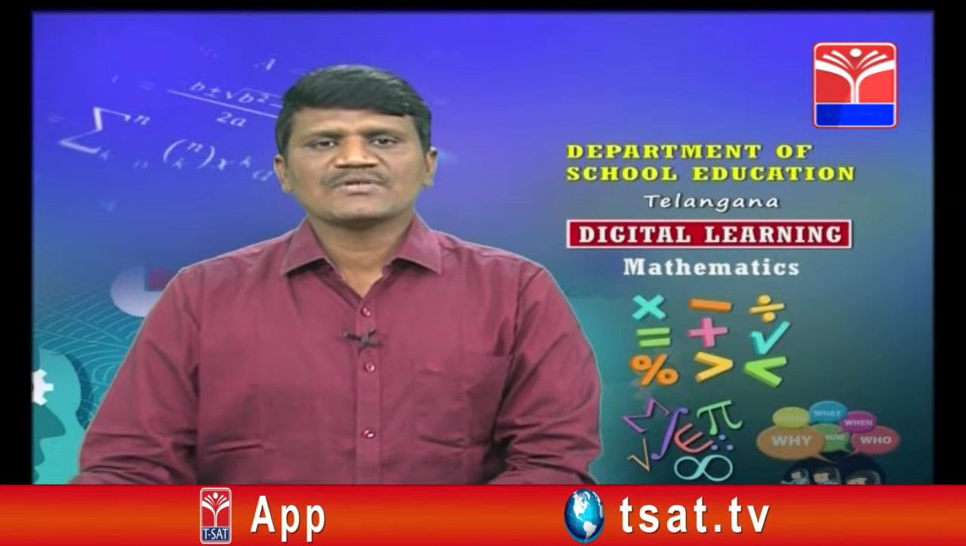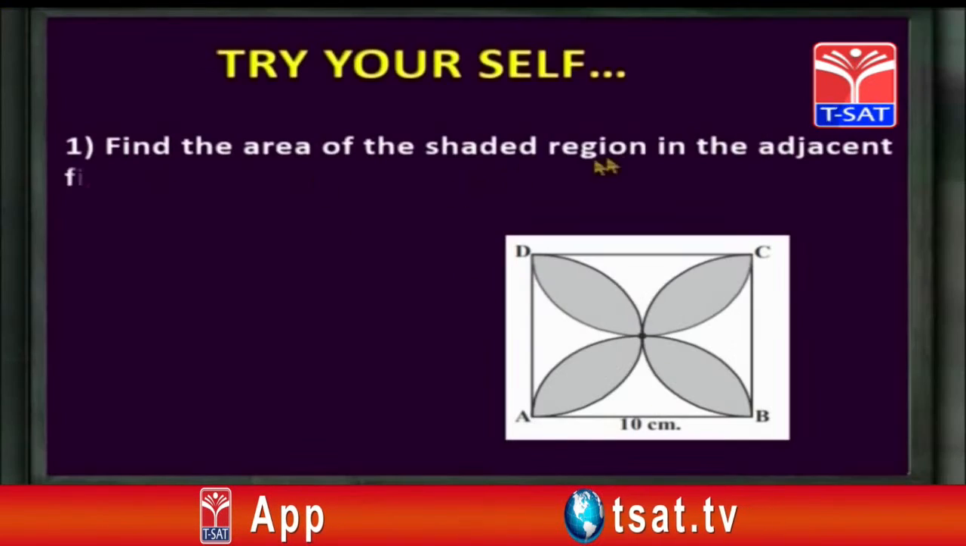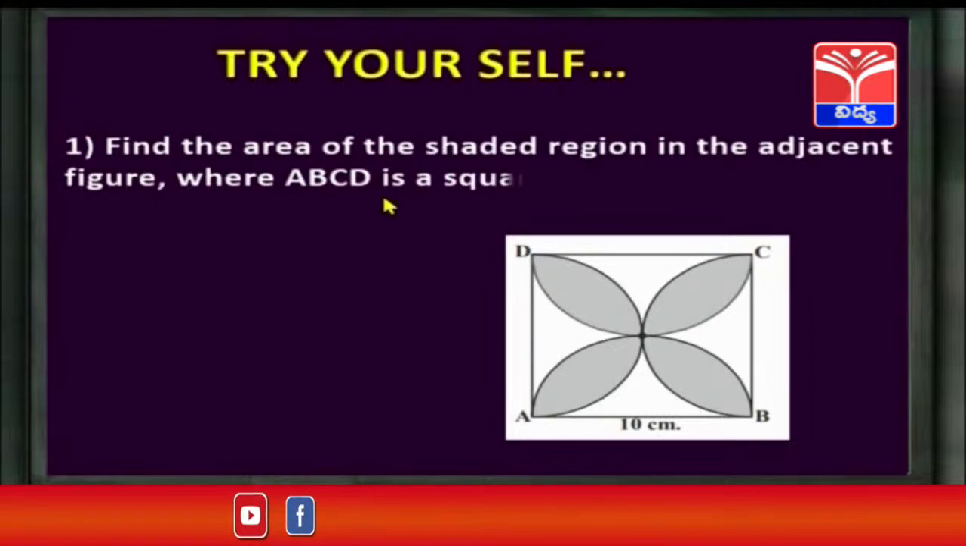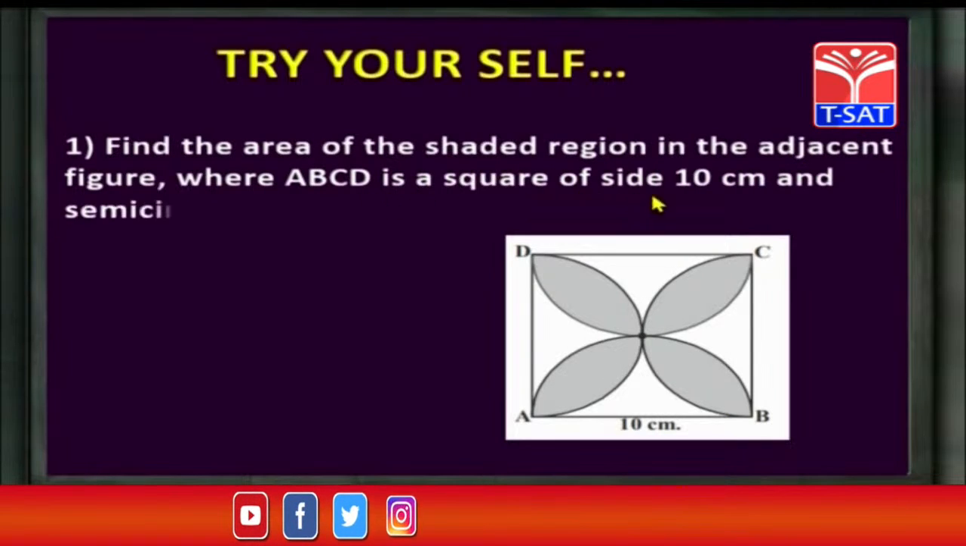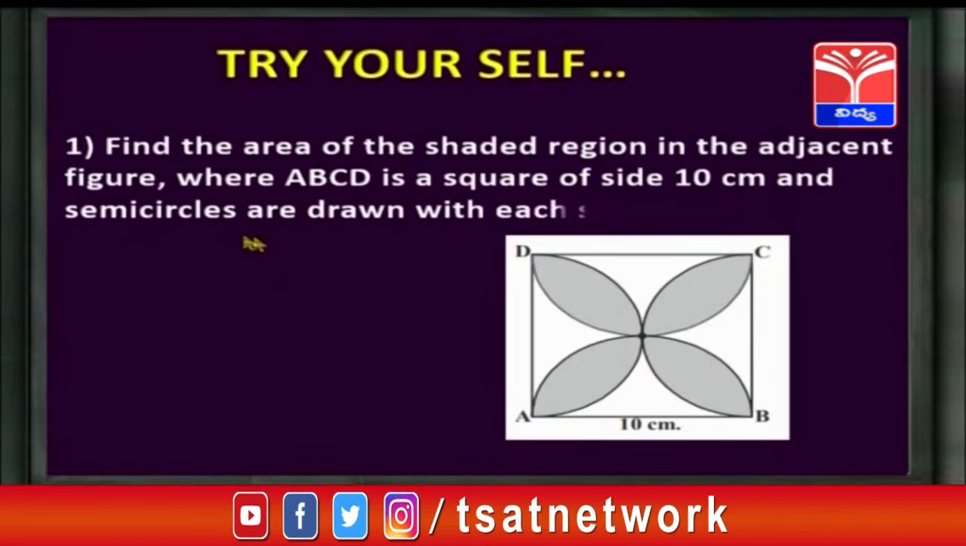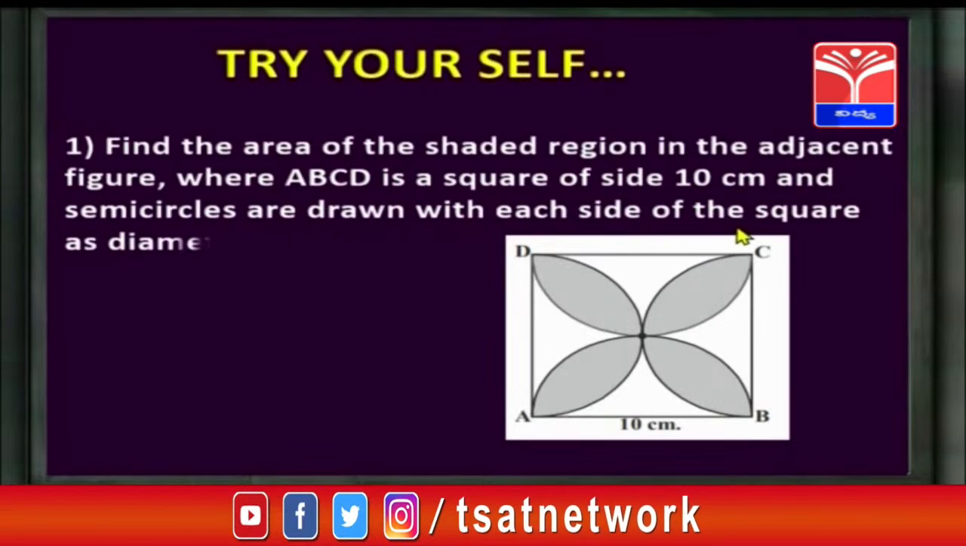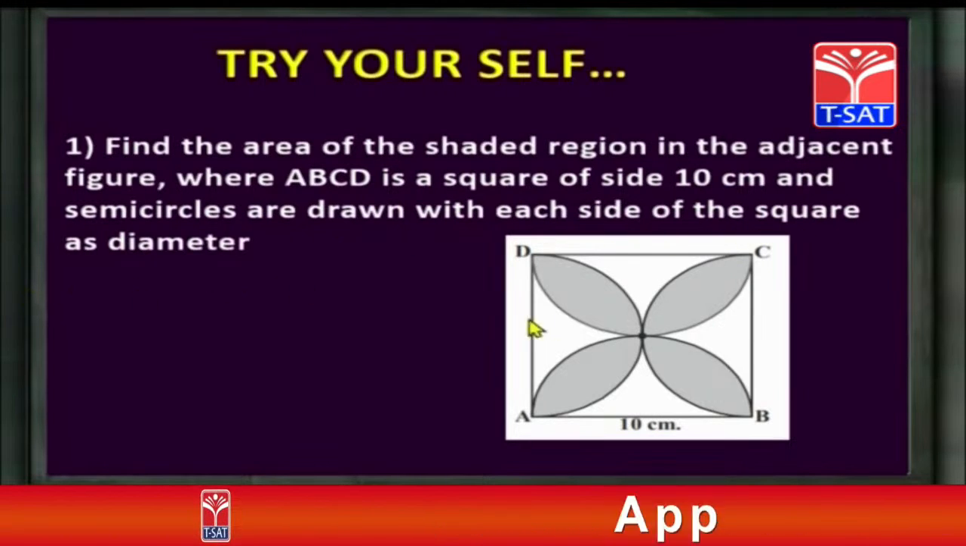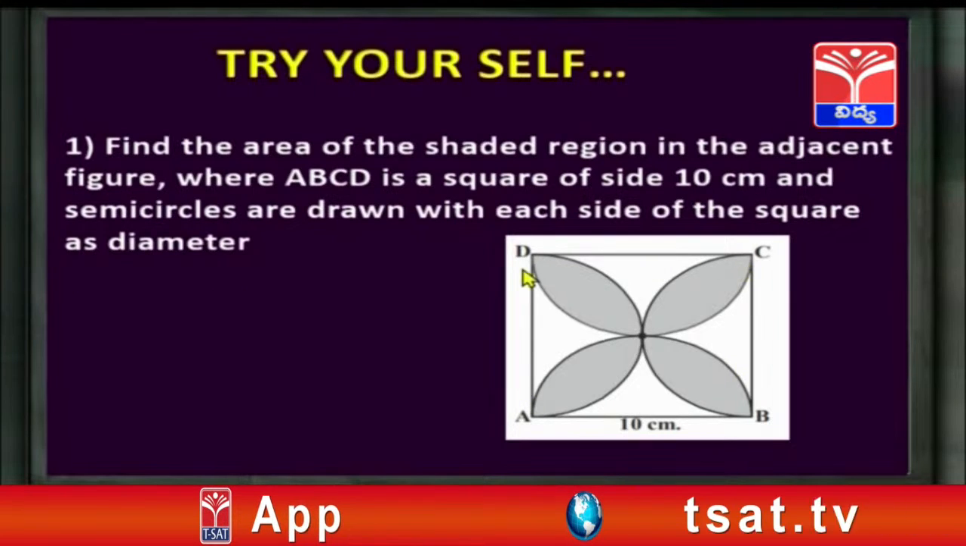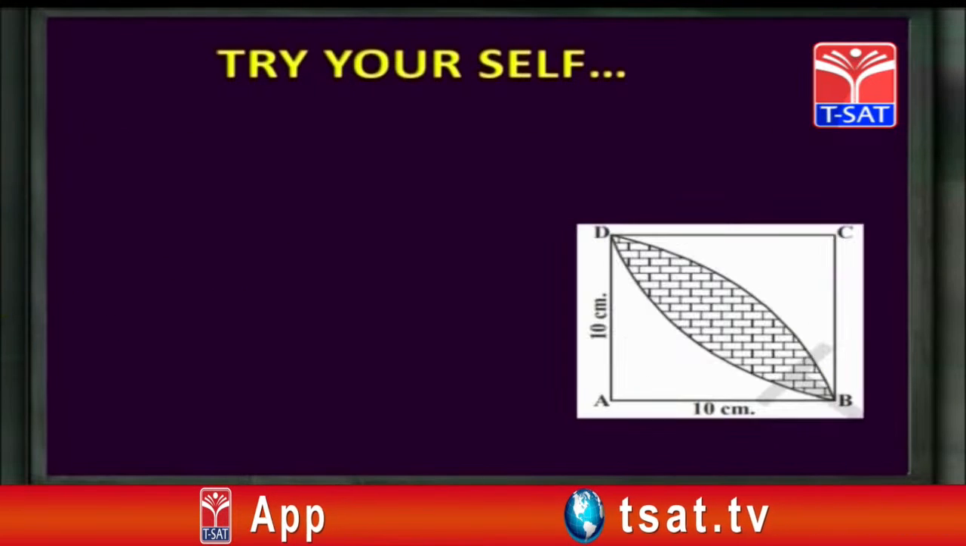Students, try this problem yourself. Find the area of the shaded region in the adjacent figure where ABCD is a square of side 10 centimeter and semicircles are drawn with each side of the square as diameter. So, this is the figure, students. You try yourself.